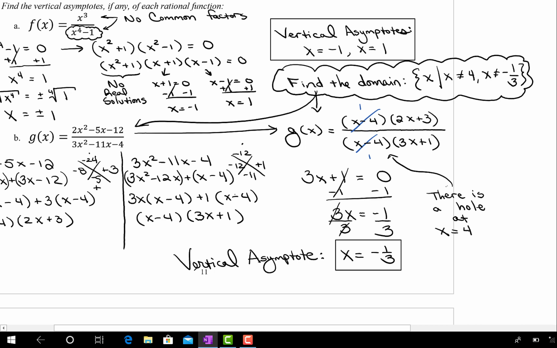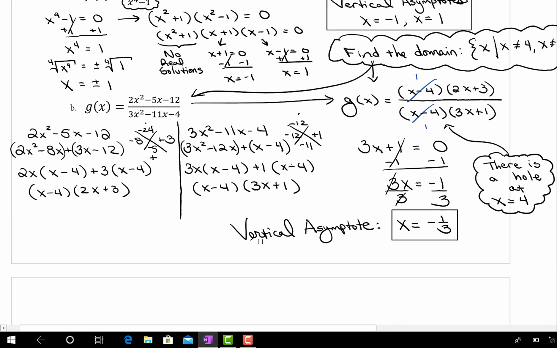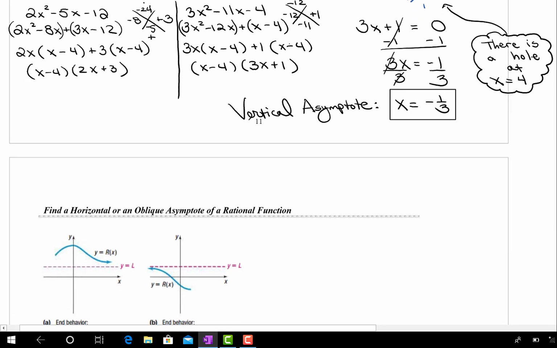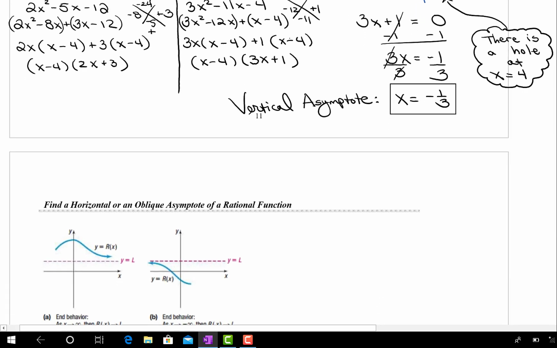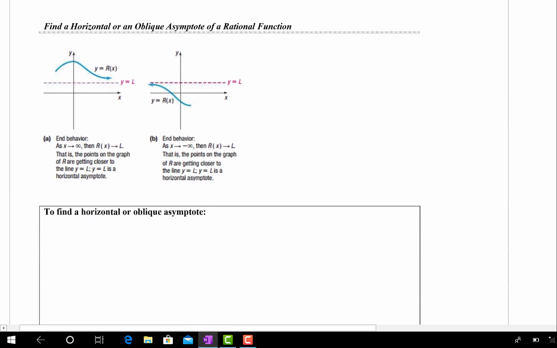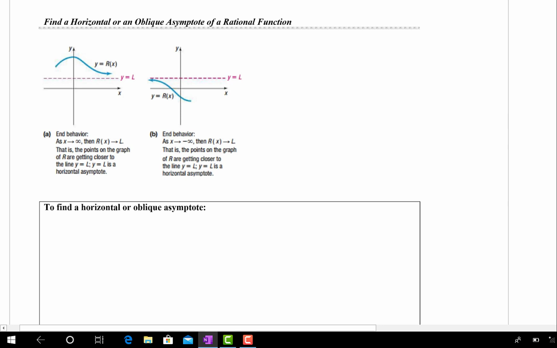To find the coordinates of that point where we have that open circle, you would plug x equal to 4 into the reduced version of the rational function. You can't put it into the original function because it's undefined at x equal to 4. But if you put it into the reduced version, it will give you the coordinates. We already know the x coordinate. It would provide you with the y coordinate of that hole, that open circle of the function.